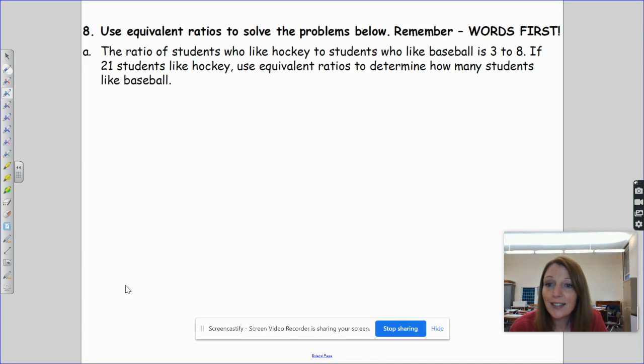So Thursday's class, take 2 or 3, depending on how you look at it. All right, so I'm just going to do a few word problems. Use equivalent ratios to solve the problems below.